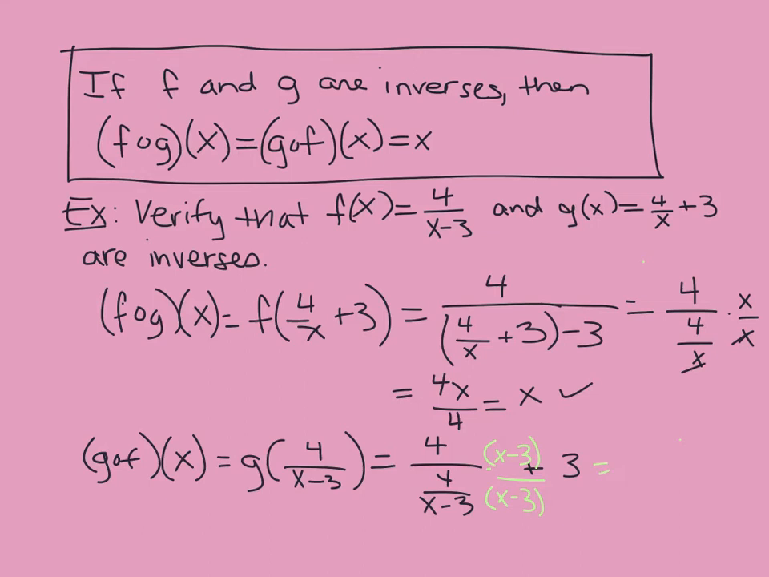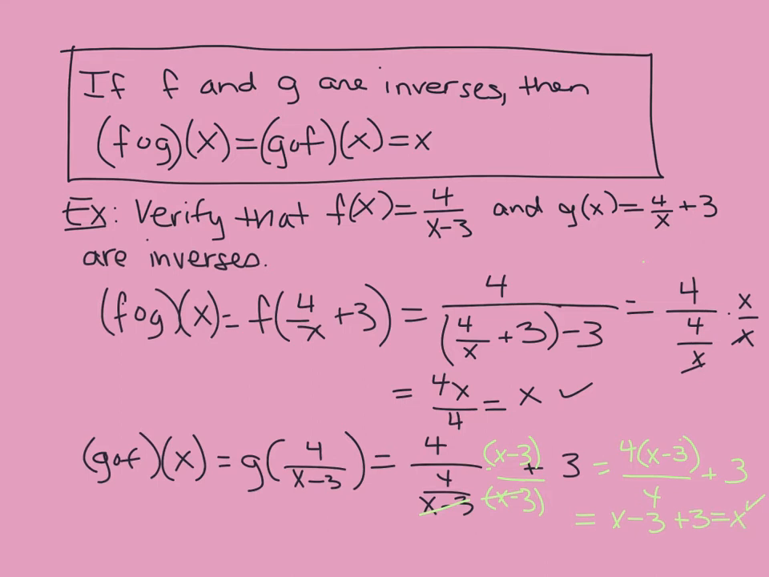So my numerator now is going to become 4 over x minus 3. In my denominator, these x minus 3's cancel out, so I get that over 4. I then have that plus 3. You can see that the 4's cancel out, which gives me x minus 3 plus 3, and that also gives me x. So I'm good on that one.